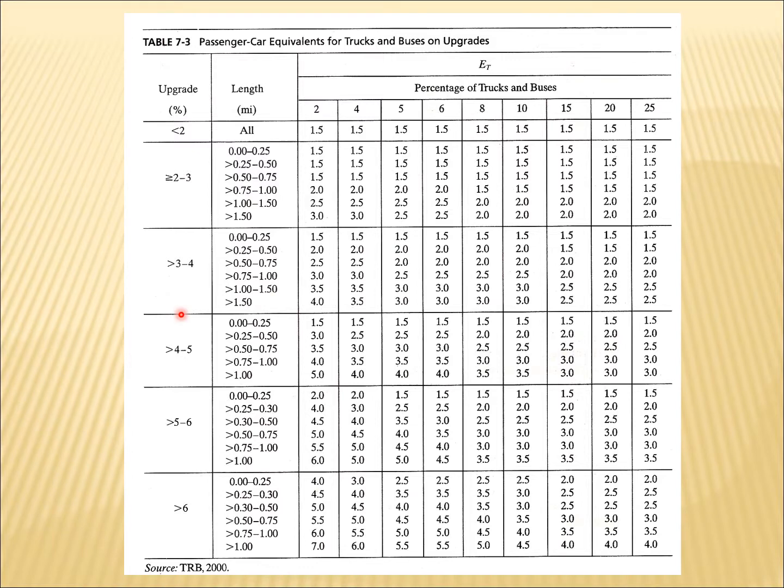So this is the table 7-3, passenger car equivalents for trucks and buses on upgrades. Here different upgrades have been considered, the length of the sections, and here you have the percentage of trucks and buses, this row, and you can get the value corresponding to the percentage of trucks and buses, length of the section, and the upgrade, that is in percentage. In this way we can get the value of the passenger car equivalents for trucks and buses on upgrades.